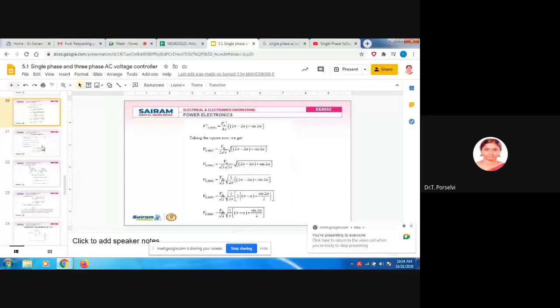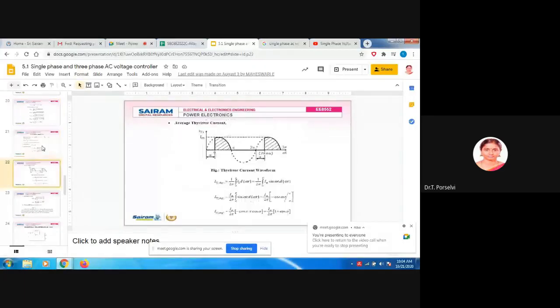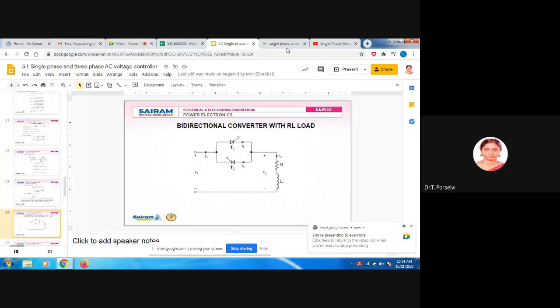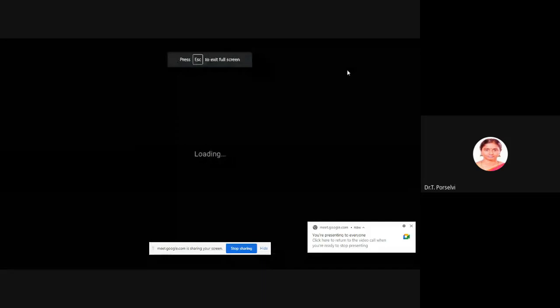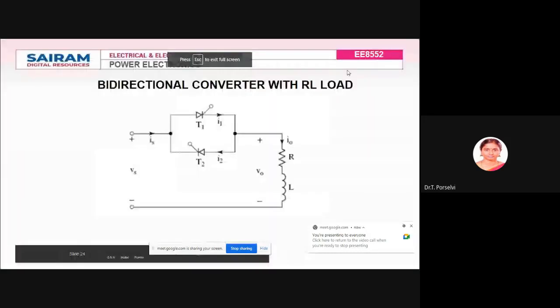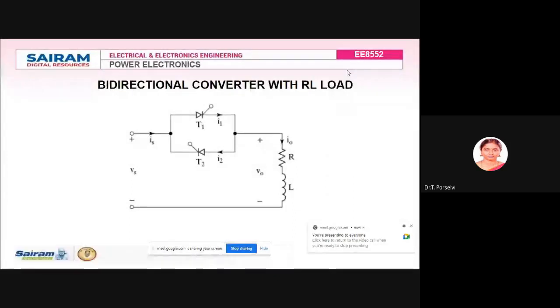We are going to see the full wave AC voltage controller, which is also called the bidirectional AC voltage controller. So this is your circuit diagram of the bidirectional AC voltage controller, and we are going to see this operation with the help of the RL load.